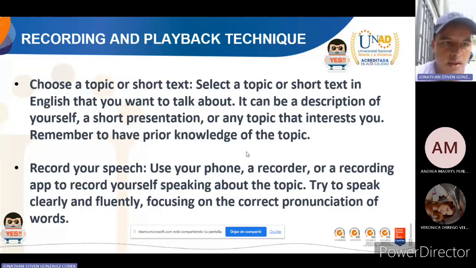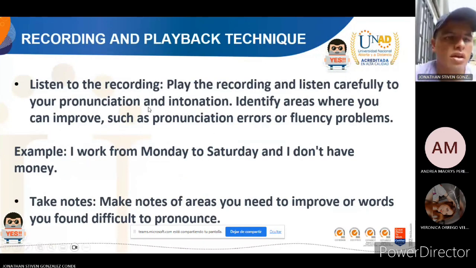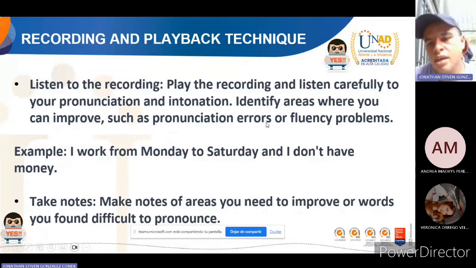Okay, next. Listen to the recording. This is the next step. Play the recording and listen carefully to your pronunciation and intonation. Identify areas where you can improve, such as pronunciation errors or mistakes, or fluency problems.